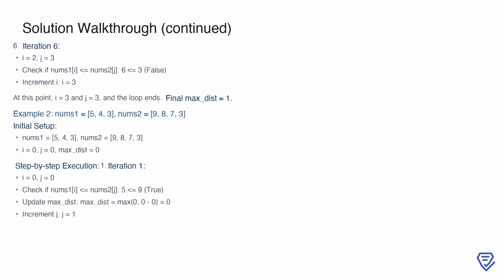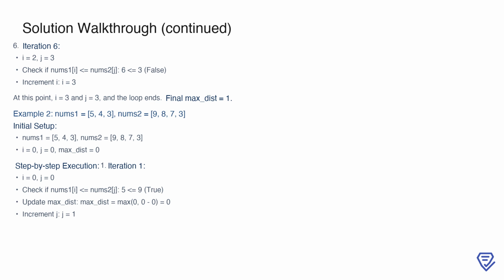In the sixth iteration, i is now 2 and j is still 3. We compare nums1[2] and nums2[3], which are 6 and 3. Since 6 is greater than 3, the condition is false. Therefore, we increment i to 3 without updating max_dist. At this point, both i and j are 3, and the loop terminates. The final value of max_dist for this example is 1.